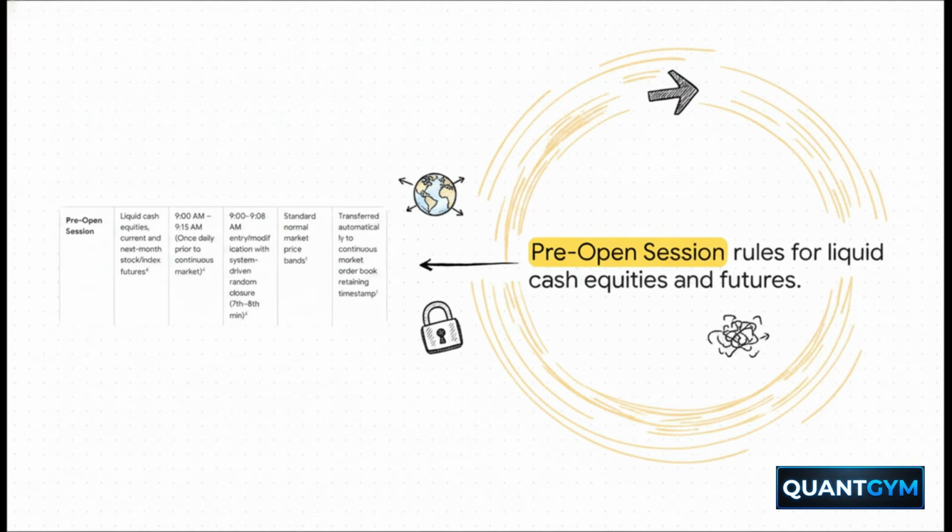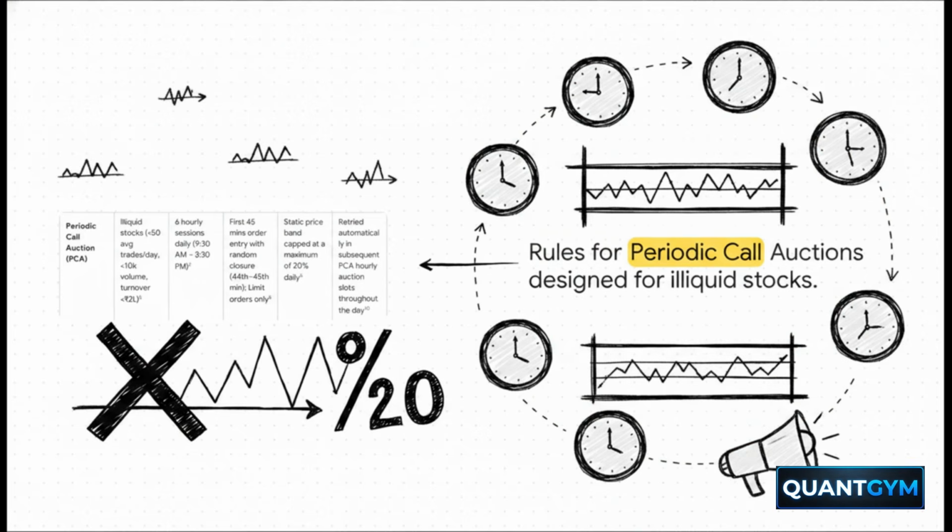No one knows exactly when it'll shut. Then we have the periodic call auction, or PCA. This is a mechanism designed specifically for illiquid stocks, meaning securities that see less than 50 trades a day. Rather than letting them trade on the continuous highway where a single rogue order could radically spike the price, they are entirely segregated into 6 hourly auction sessions throughout the day.